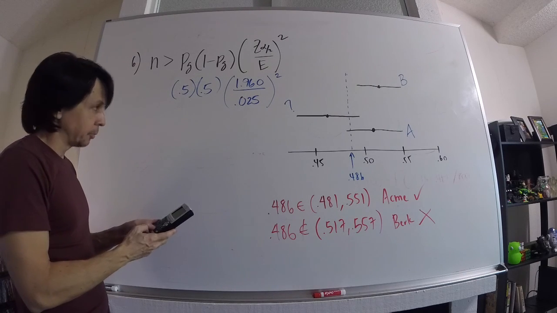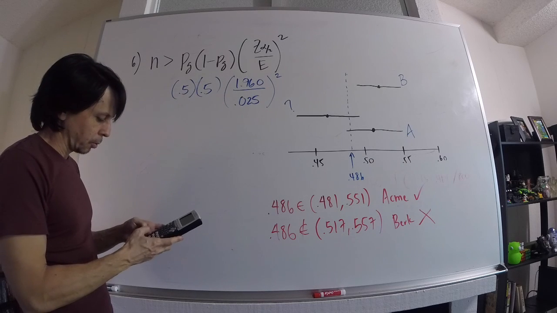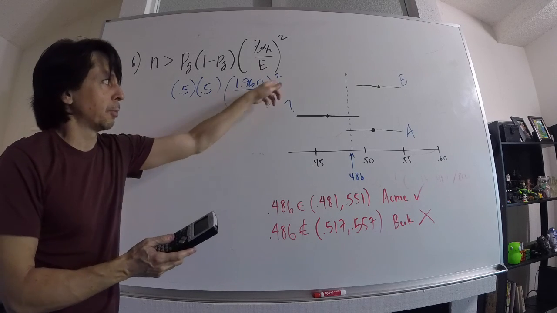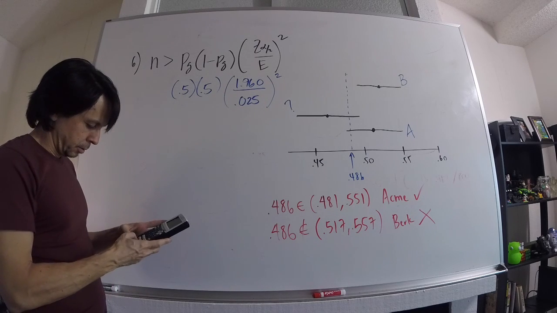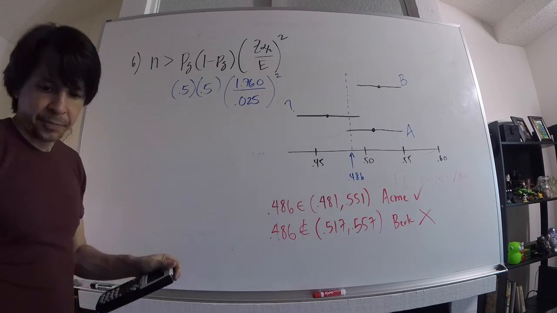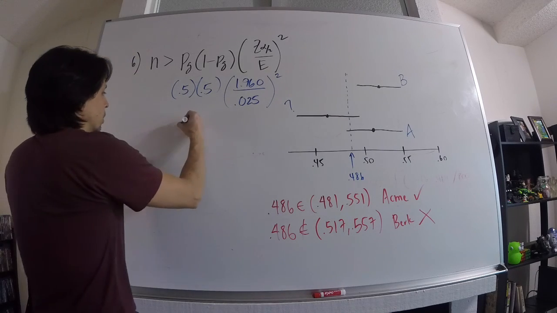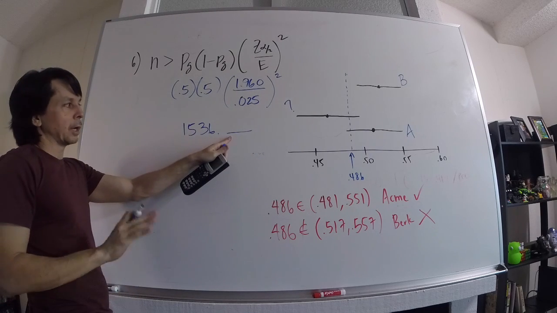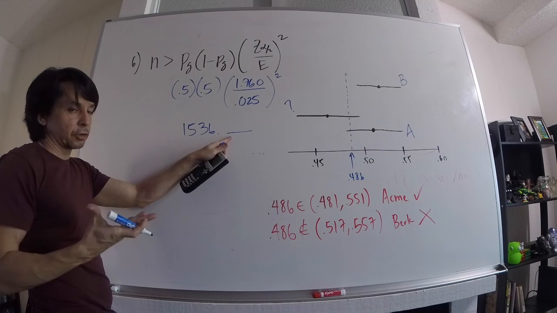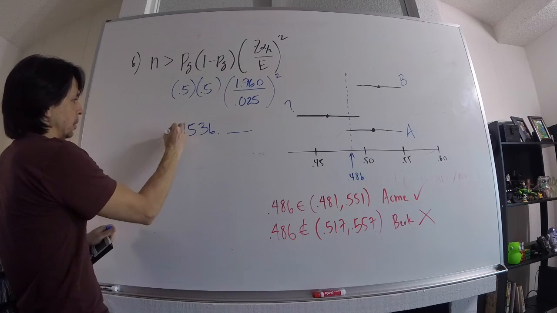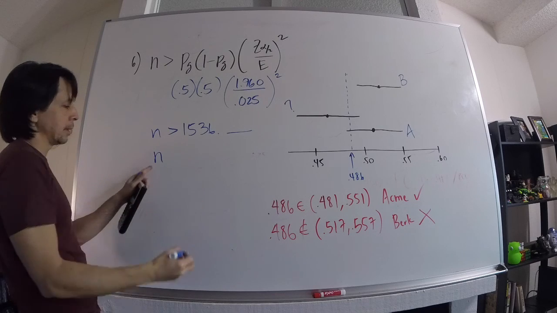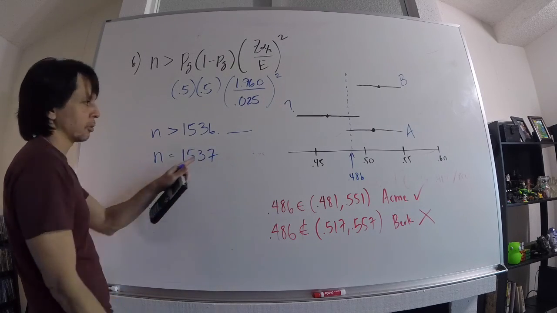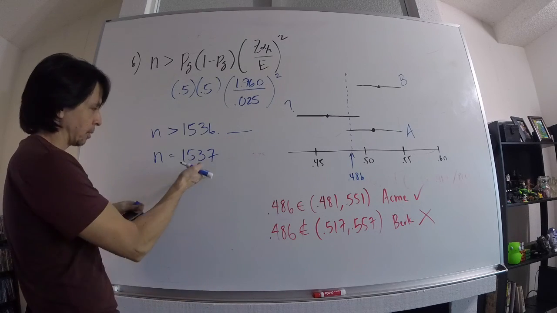0.5 times 0.5 times, in parentheses, don't forget the parentheses around the whole thing, so that both the 1.960 and the 0.025 get squared. That square applies to both. I got 1536 point something something. It doesn't matter what that is. You're not going to look at that and round up or down based on that digit to the right. You're always going to round up. You need it to be bigger than that, the next highest whole number. So it's going to be 1537. Doesn't matter what decimals you see there, you're always going to round up.